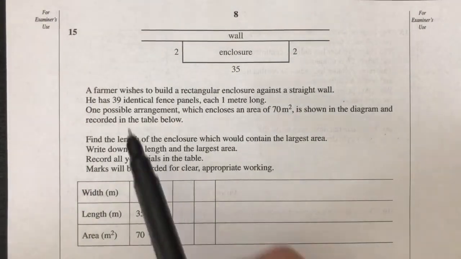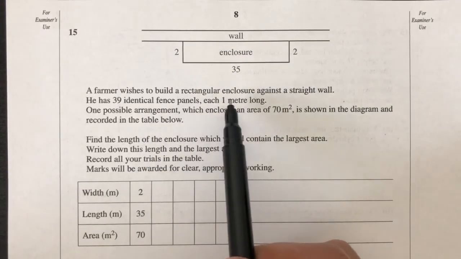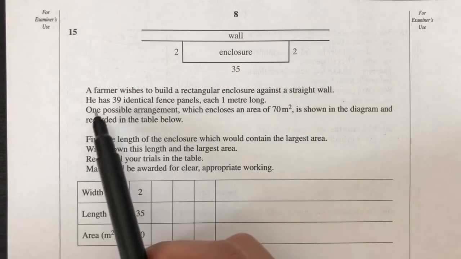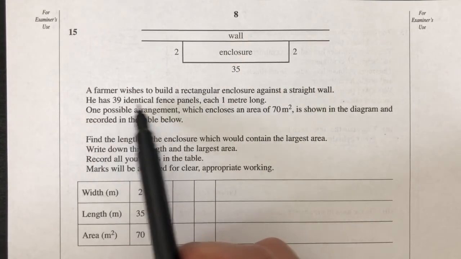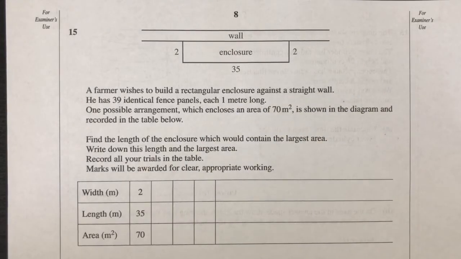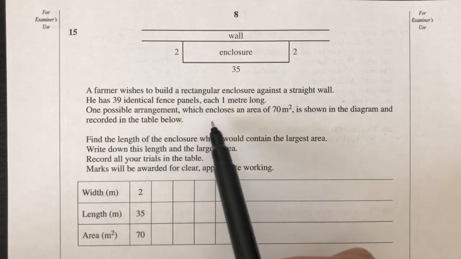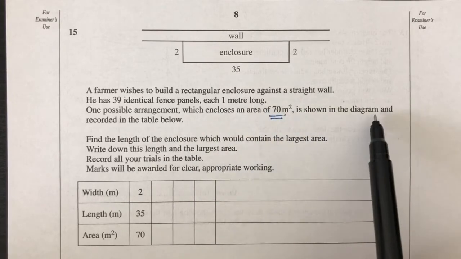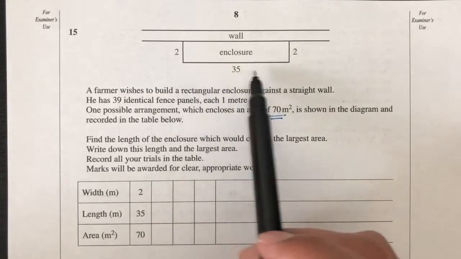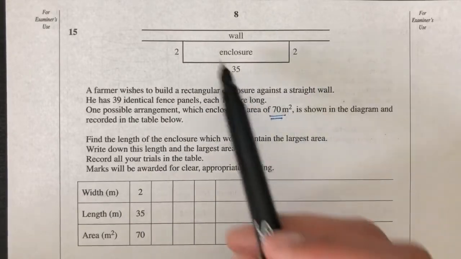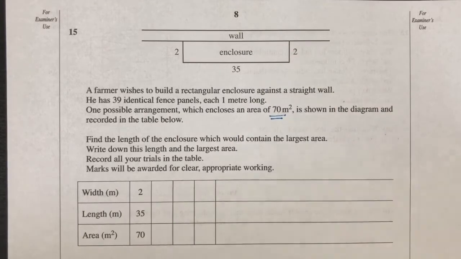Here we have a farmer who wishes to build a rectangular enclosure against a straight wall. He has 39 identical fence panels, each 1 meter long. One possible arrangement which encloses an area of 70 square meters is shown in the diagram below. So the area will be 35 times 2, 70. That's the area of the enclosure.